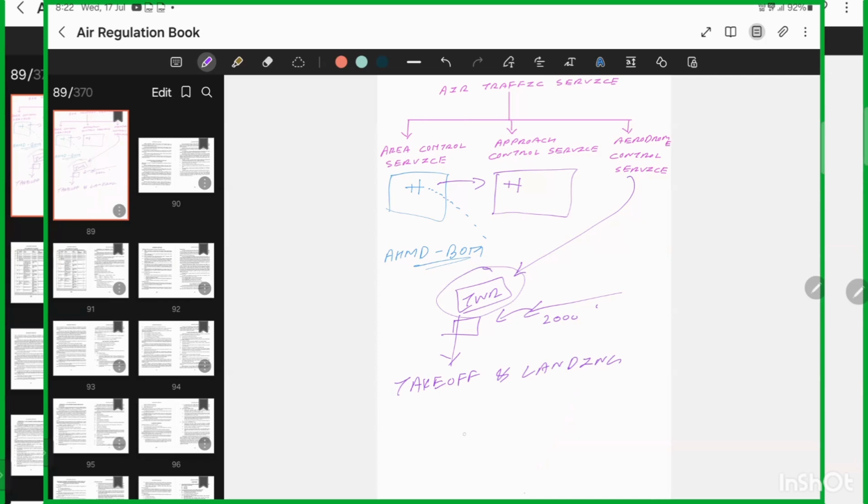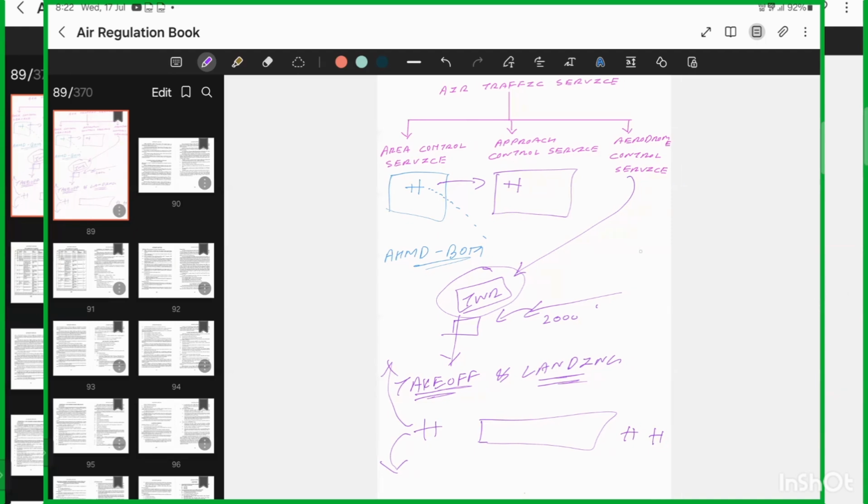Okay, so what is the job of tower? To take care of takeoff and landing and active runway movement. What is the job of approach control? To sequence the aircraft for landing and to sequence the aircraft which are departing out of Mumbai. Okay. What is the job of area control? Whichever aircraft is coming into Mumbai region, he will control it.